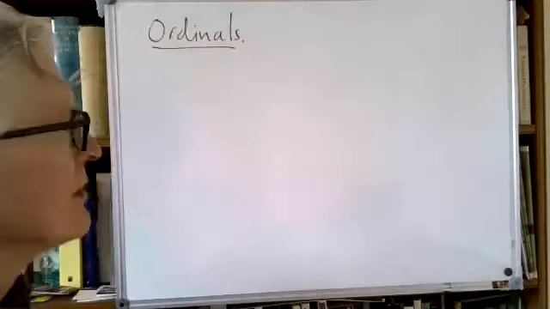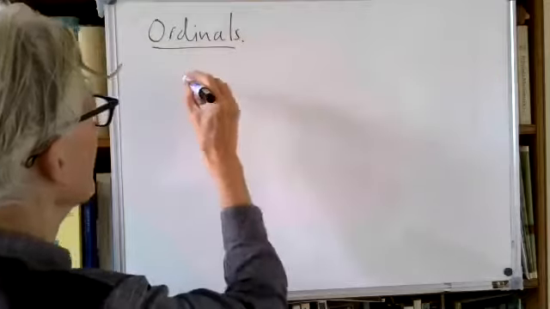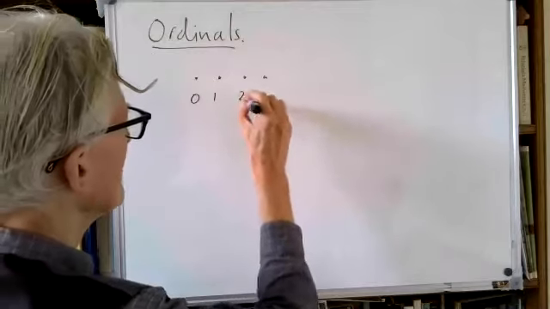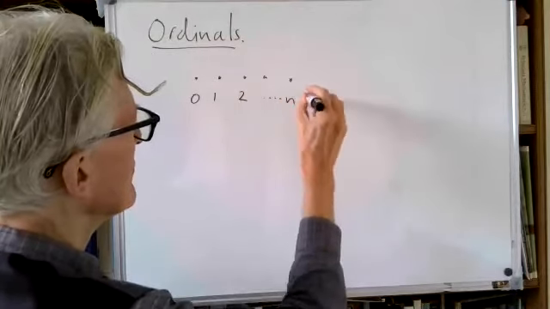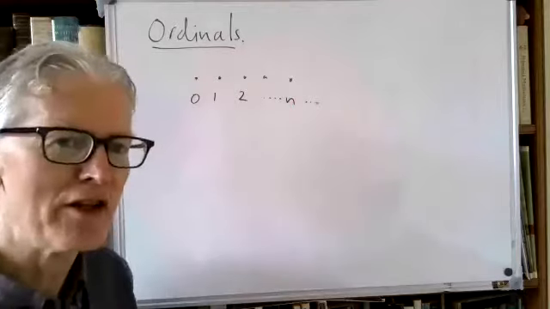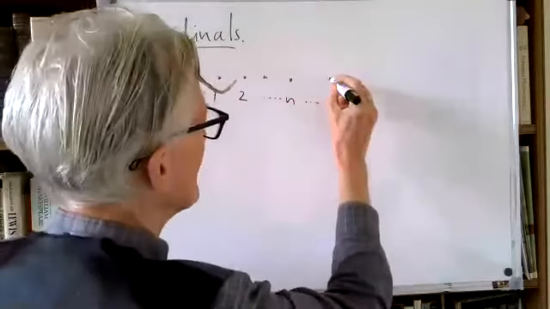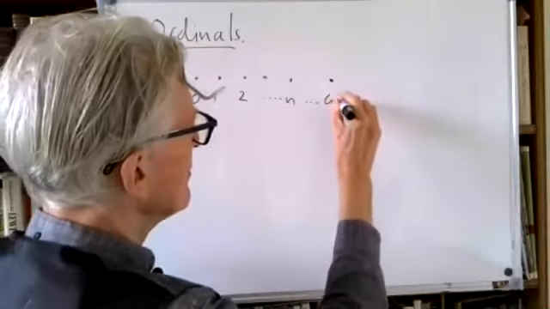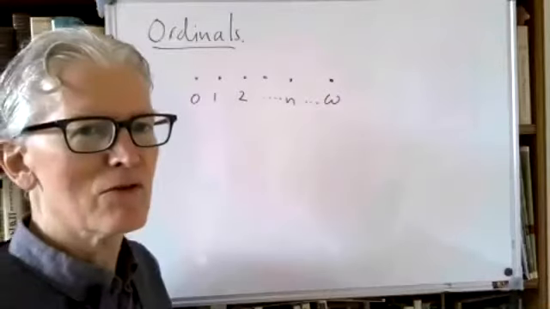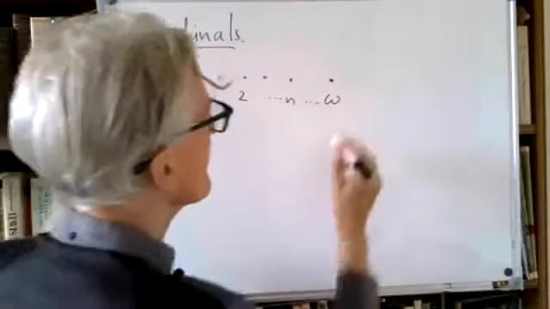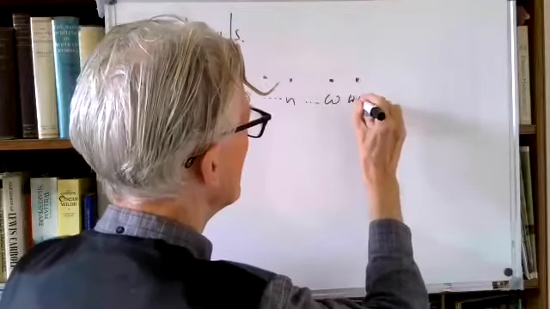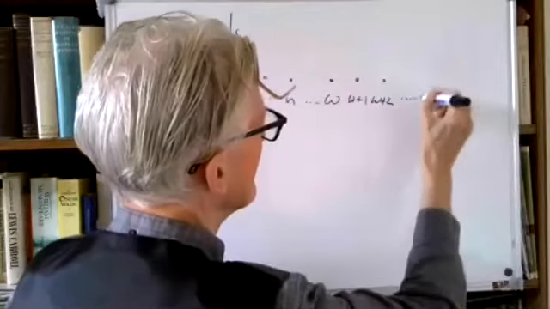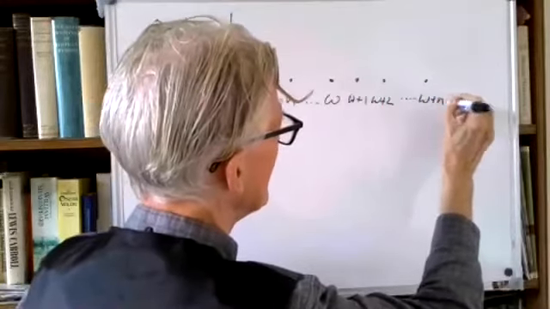So, this was Cantor's great invention, to extend the natural numbers by transfinite numbers. So he posited that after the natural numbers comes another ordinal number, omega. And then we have omega plus one, omega plus two, and omega plus n, and so on.